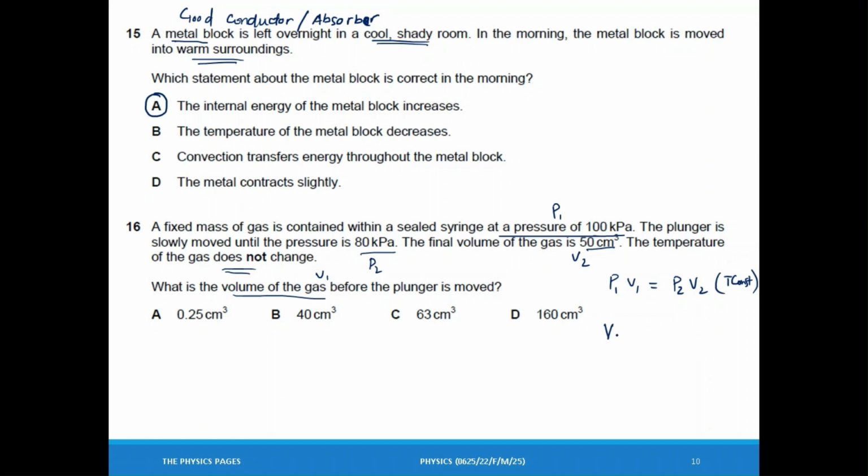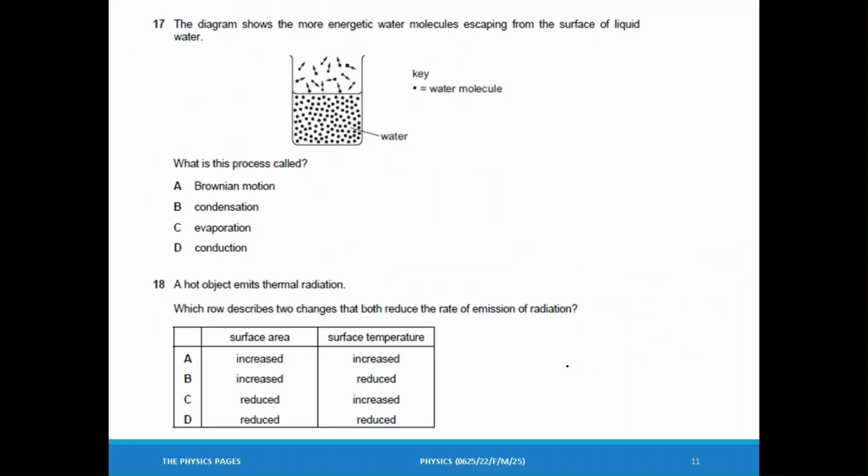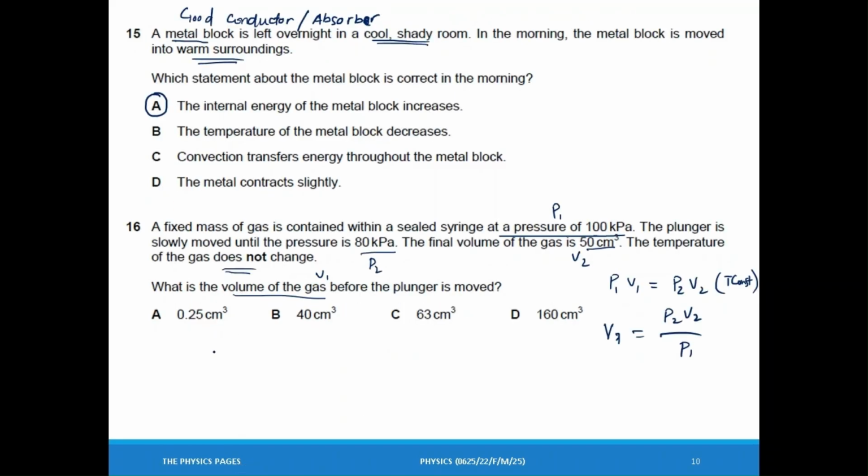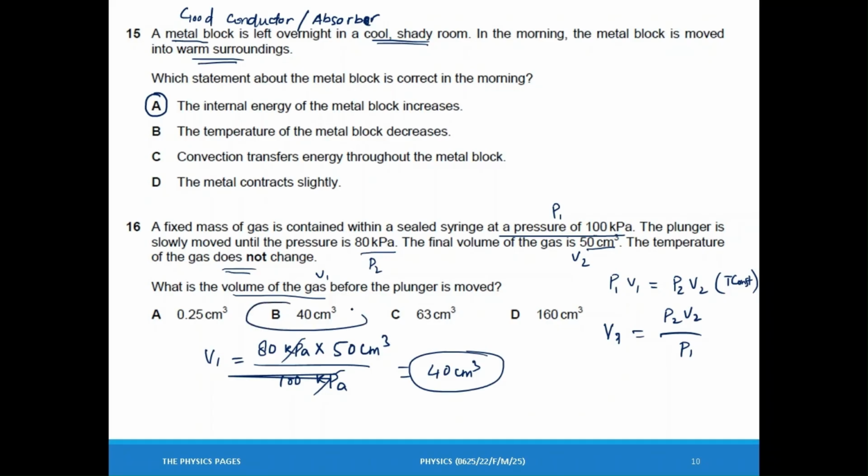So mathematically, I rearrange the equation and I get V1 is P2 V2 over P1. By substituting the values, we can say V1 is equal to 80 kilopascal times 50 cubic centimeter over 100 kilopascal. Usually we convert kilopascal into pascal, but here kilopascal is divided by kilopascal, so it is not that important. So you have here 40 cubic centimeter, the right choice. So option B is the right choice.